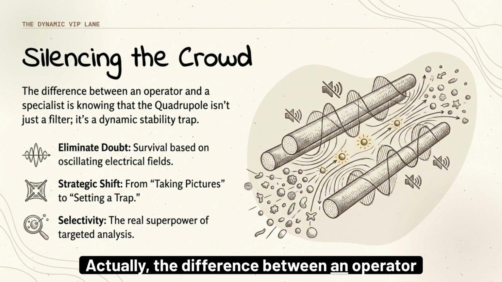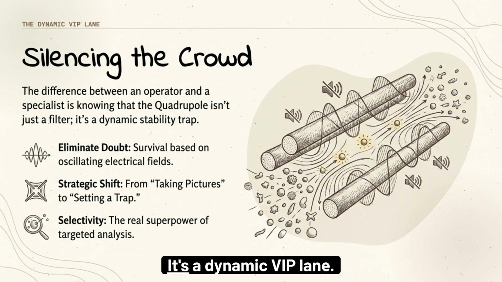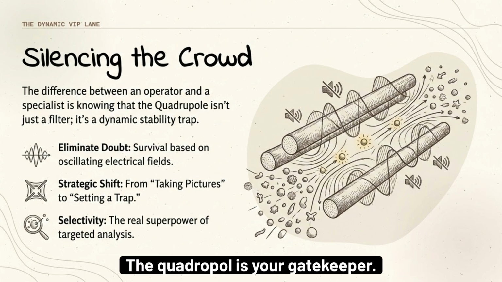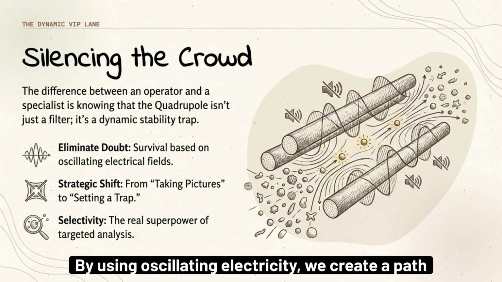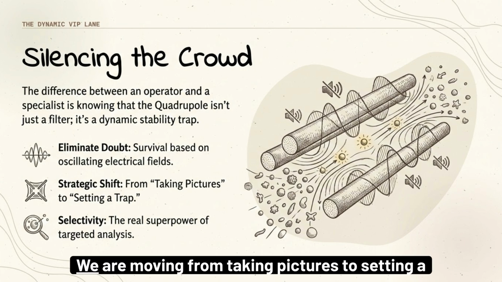Actually, the difference between an operator and a specialist is knowing that the quadrupole isn't just a tube, it's a dynamic VIP lane. The quadrupole is your gatekeeper. By using oscillating electricity, we create a path where only one specific mass-to-charge ratio can survive the trip. We are moving from taking pictures to setting a trap that eliminates doubt at the speed of light.